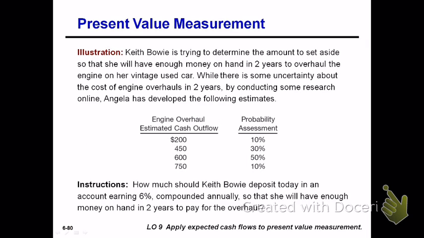So here's an example where we're trying to decide how much money she needs to have on hand in 2 years to overhaul her engine. There's some uncertainty about the cost of the engines. And then she wants to know how much she would have to deposit today to have enough money then if she earned 6% compounded annually. So the first step is to estimate what she thinks she's going to need in 2 years. So to do that, she's going to do a probability assessment.